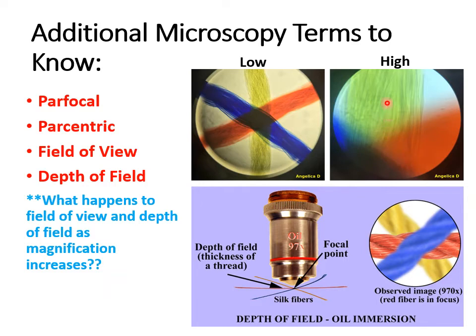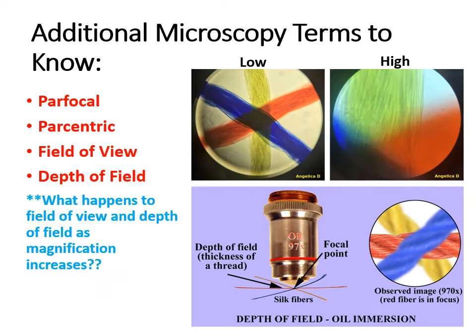You can only see 1 layer. You can't see all 3 layers clearly anymore. You also notice that your field of view decreased. You can't see all of these long threads. Instead, now at a high magnification, you only see a smaller representation of the field of view.